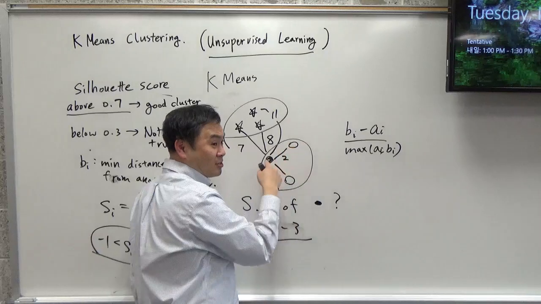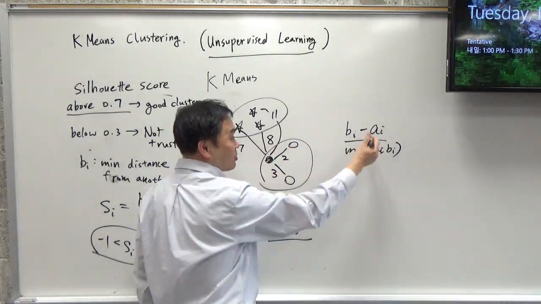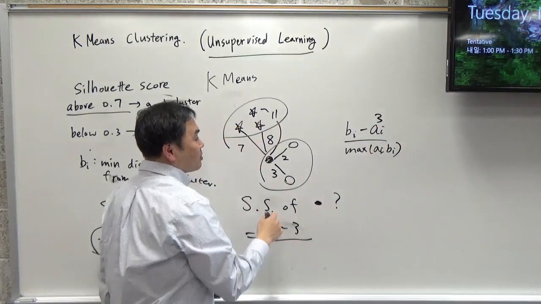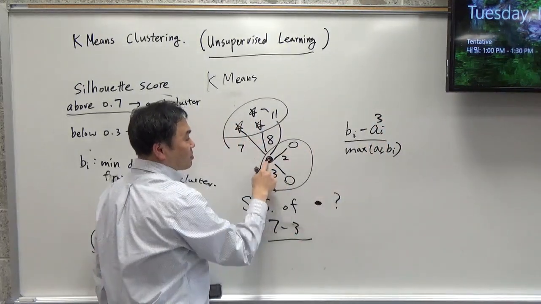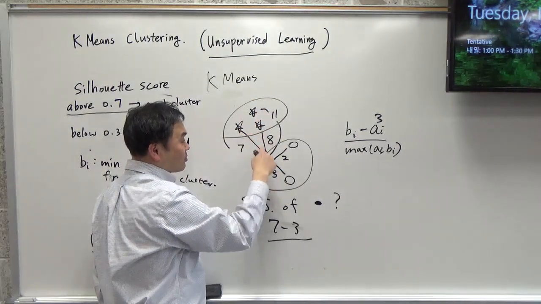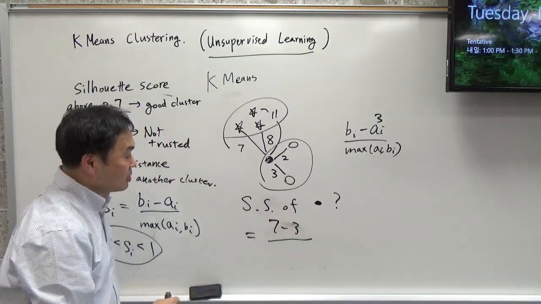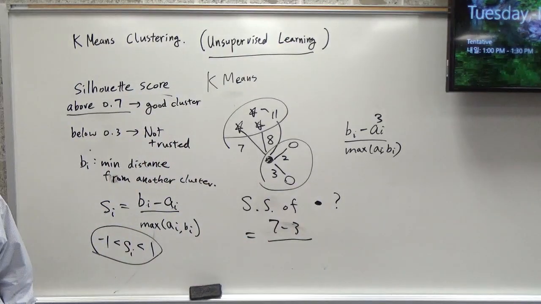Okay, so this distance is 2, this distance is 3, so 3 is being used for this one. And then the definition of BI is the smallest distance from the other group. So this is 7. 7 is the closest one, so that's what you use. Right? Now, what do you divide this by?